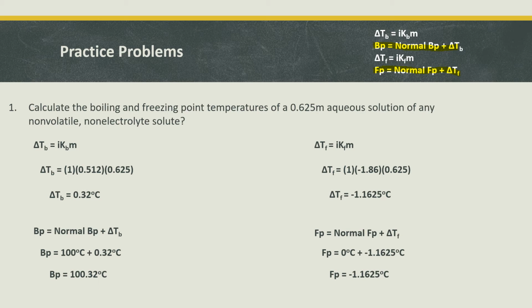Usually in many of these problems, you're going to have to do both equations. If you're looking for the freezing point or the boiling point, you just got to be very careful with what the problem is saying. Remember that if it's asking for a boiling point elevation or a freezing point depression, you're looking for the delta T. If it's asking for a boiling point or freezing point, you're using the BP or the FP.